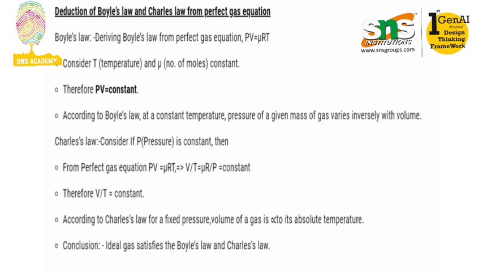And for Charles's law, if the pressure is constant, the volume is directly proportional to temperature, which means if the volume is more, the temperature given should also be more. If the volume is less, the temperature given should also be less. Both are directly proportional to each other. In this video we discussed ideal gas and deviation from ideal gas, and we also discussed Boyle's and Charles's law. Okay, thank you.